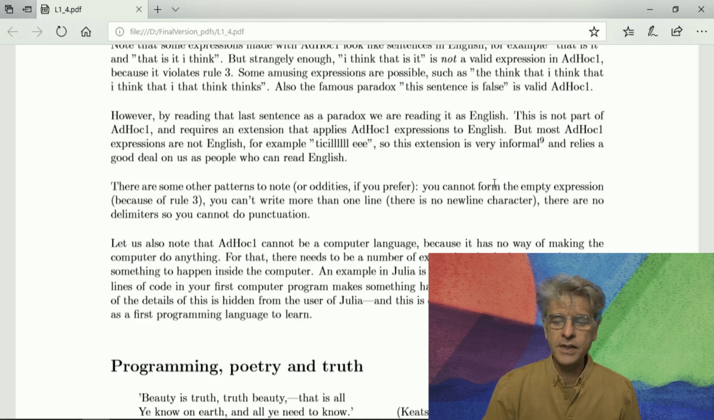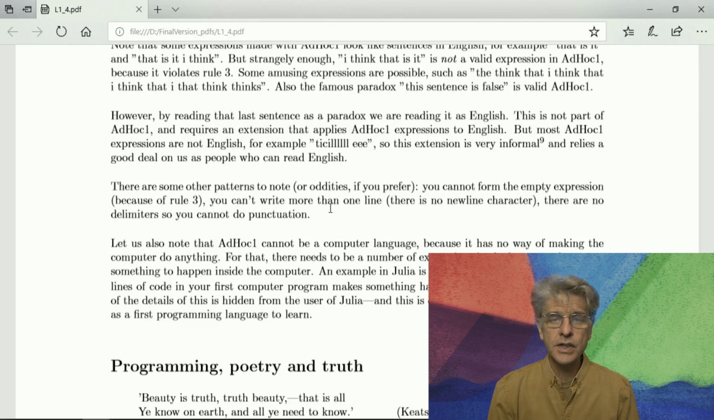So in ad hoc 1, there's no empty expression. You can't write more than one line because there's no new line character and there are no delimiters. You can't do punctuation. In fact, all you can do is distinguish between valid and invalid expressions. You can't make ad hoc 1 into a computer language. It doesn't even have true or false in it. And it doesn't have logical operators, so we can't do the things that you need to be able to do in a computer language.